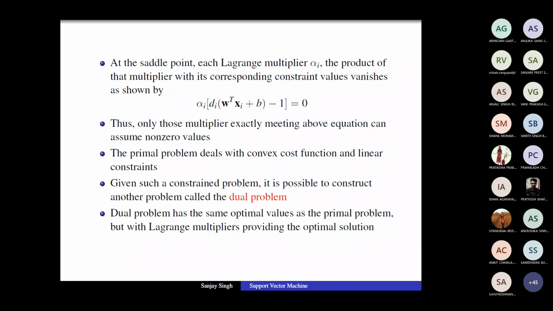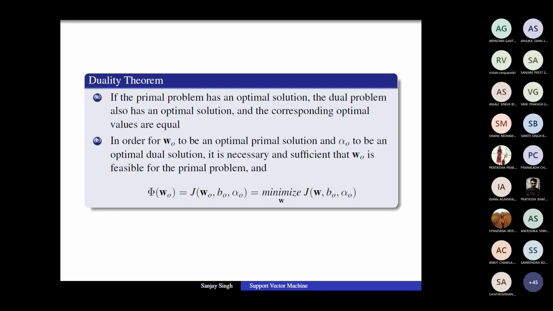The dual problem has the same optimal value as the primal, as per the theory we discussed last class, but with the Lagrange multipliers providing the optimal solution. In a dual, the Lagrange multipliers give the solution rather than the basic variables. So the duality theorem says that if the primal problem has an optimal solution, the dual problem also has an optimal solution, and the corresponding optimal values are equal most of the time.